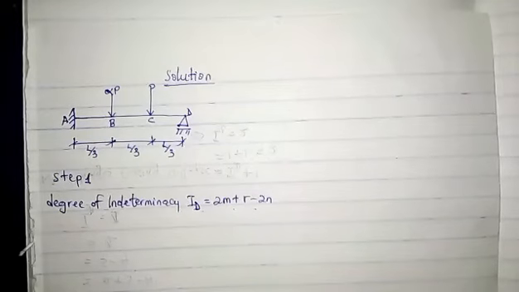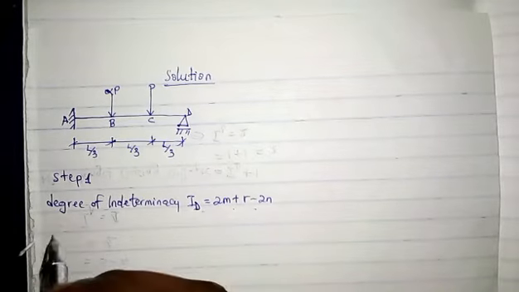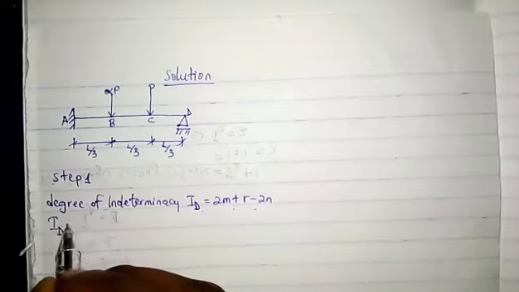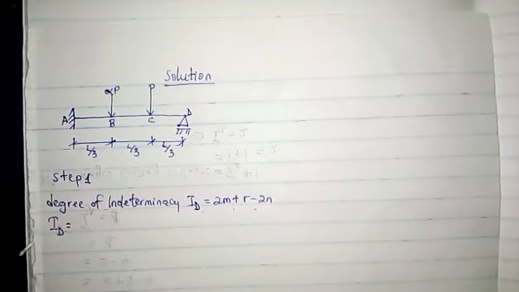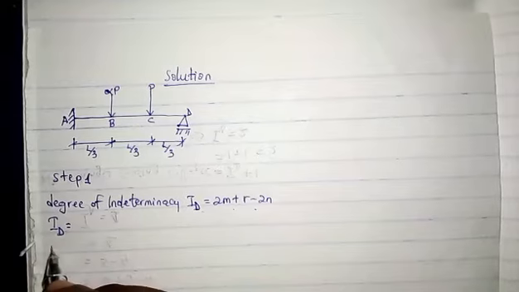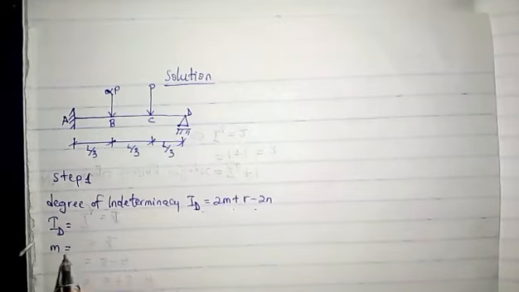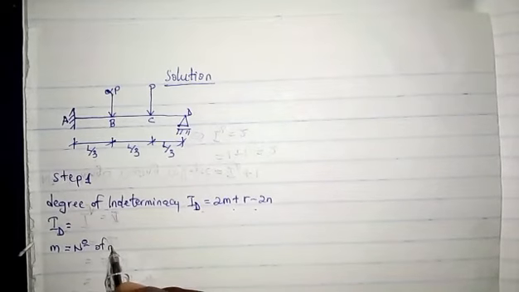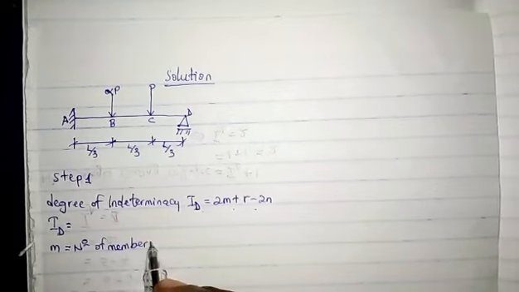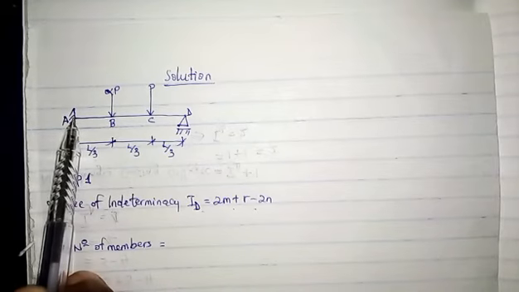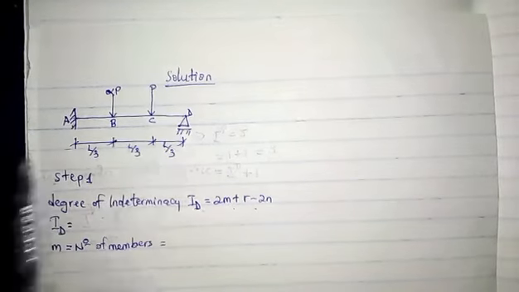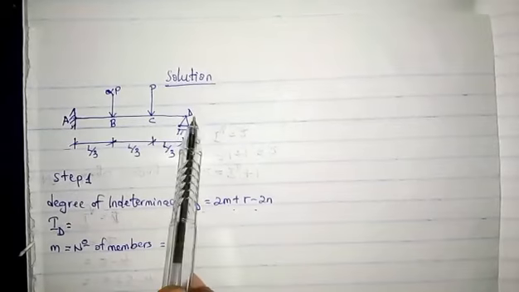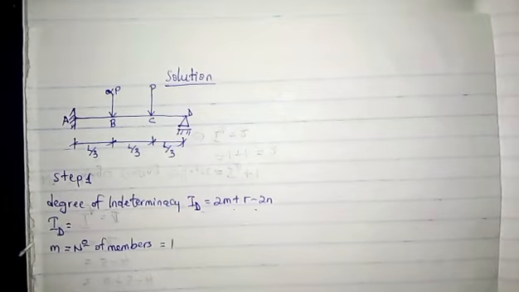Now let's go and get the degree of indeterminacy. ID is equal to, now what is our m? Let's get our m first. m means the number of members. What is a member? In this cantilever, our member is member AD. From A to D is one member. So here you have one member.